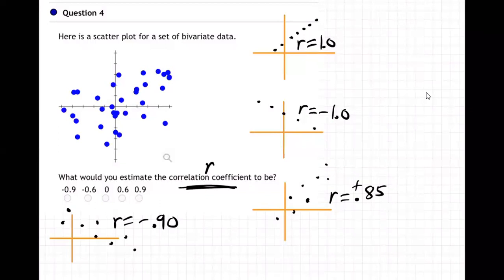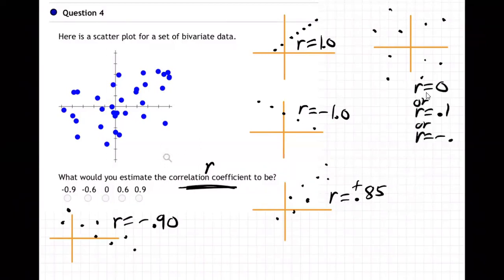And if you have a situation where the dots are just random, doing nothing, like that, R is 0, or R is 0.1, or R is negative 0.10, super small. So what is R? R is called the linear correlation coefficient. Basically, it's a measure of how much the dots form a line. That's what R is.